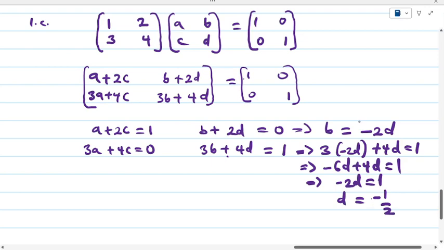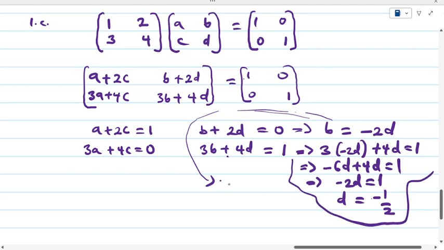So with that I can now get the value of b. Transferring this, we have b equals minus 2d. So b equals minus 2 times minus 1 over 2, to cancel the 2. So my b equals 1.